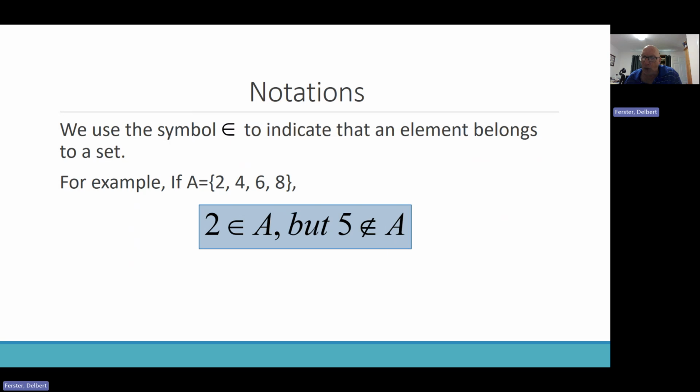Notations. This is, I believe, the Greek letter epsilon. We use it to represent 'is a member of' or 'belongs to' a given set. The example in front of you says, if set A contains the numbers 2, 4, 6, and 8, the statement that 2 is an element of A would be correct. 5 is not an element of A, and that's also correct. As in many math symbols, if we slash it, we just negate. You're familiar with not equal to, which is just a slashed equal sign. In this case, we're slashing 'is an element of,' and that second statement says 5 is not an element of A. That's also a true statement if set A is described as above.